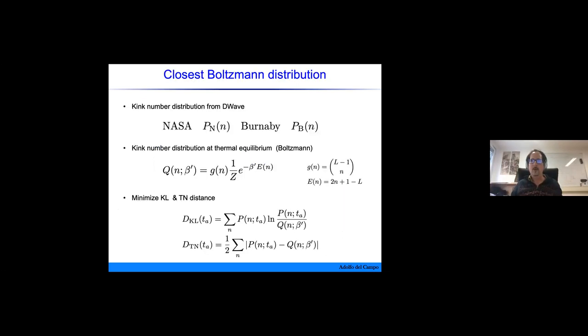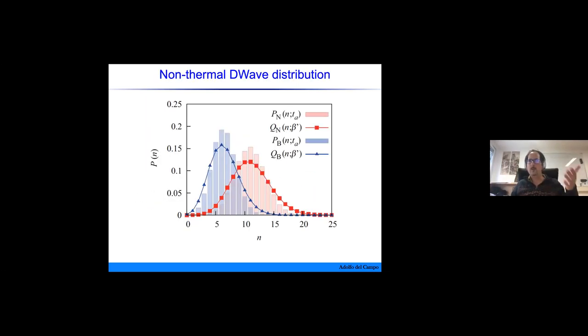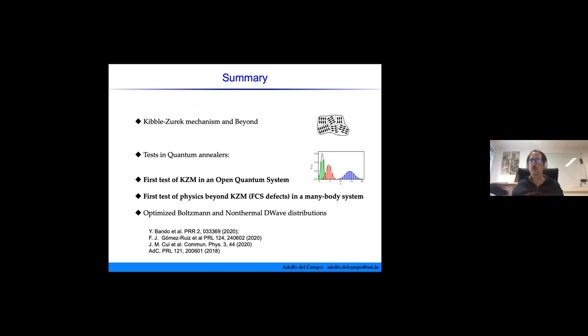We also test that the behavior is non-thermal. So let me skip that part and just conclude. We have reported the first test of Kibble-Zurek in an open quantum system, with the caveats made, and we have provided the first test of going beyond Kibble-Zurek by looking at the full counting statistics of defects in a many-body system. So thank you all for your attention.